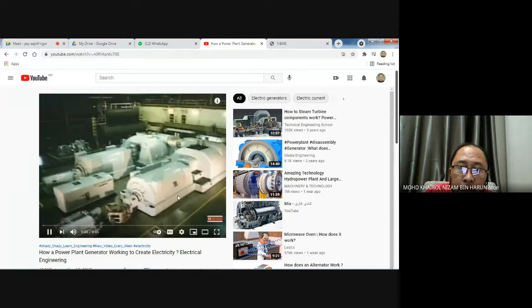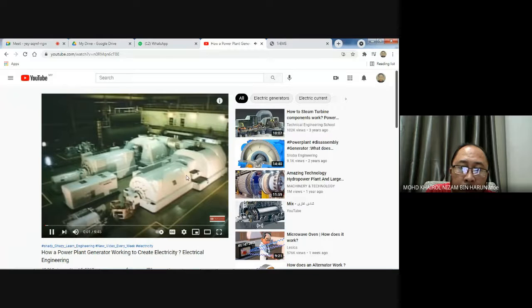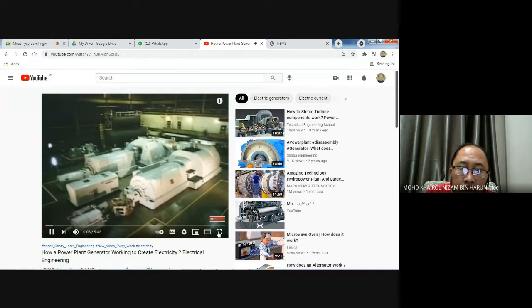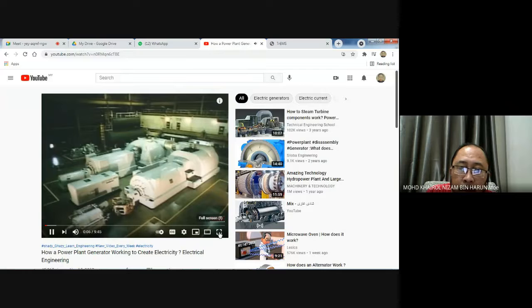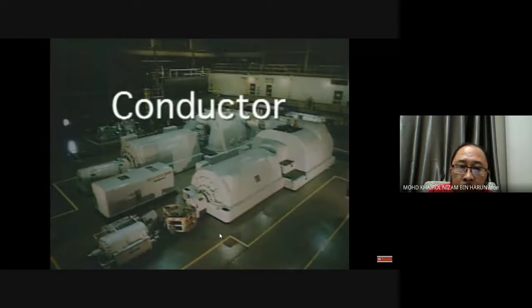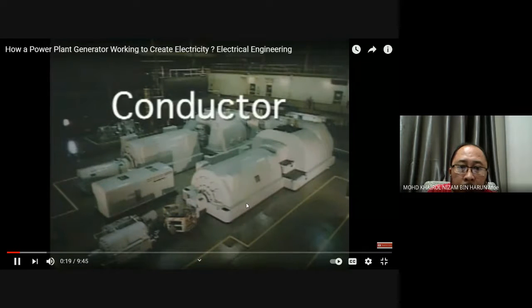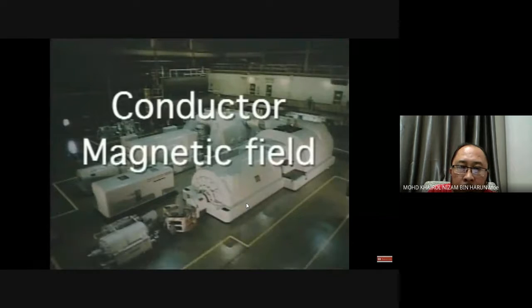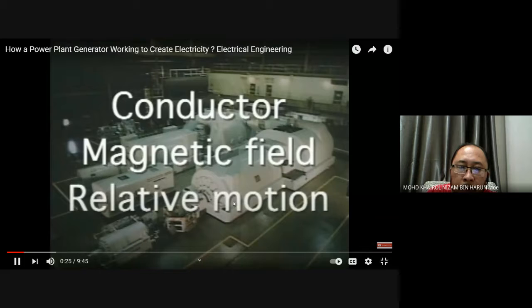All generators use induction to create an output voltage. When the output of a generator is connected to a circuit, the induced voltage causes current to flow through the circuit. There are 3 requirements for inducing voltage. First, a conductor must be available to carry current. The second requirement is a magnetic field. Third, there must be relative motion between the conductor and the magnetic field.